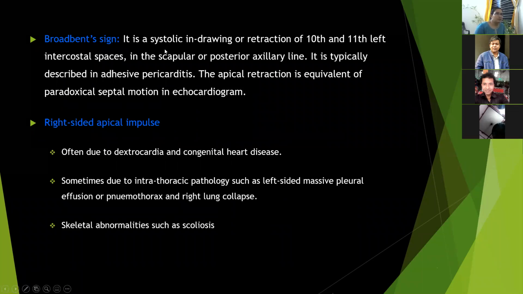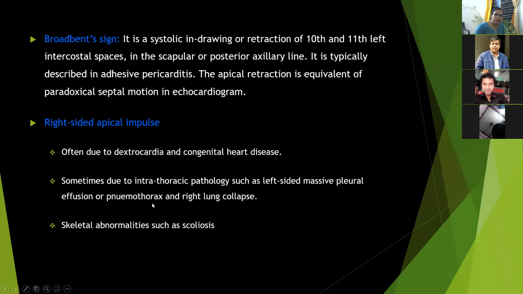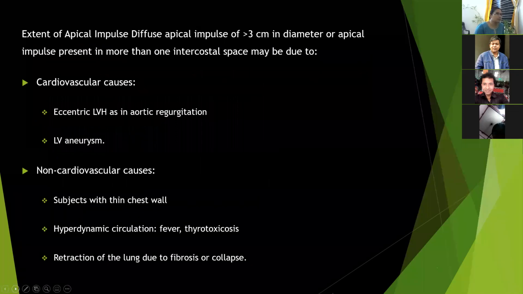Broadbent's sign is systolic indrawing or retraction of the 10th and 11th left intercostal spaces, typically seen in constrictive pericarditis. If you see a right-sided apical impulse, obviously it is dextrocardia or congenital heart disease, but it can be due to left-sided massive pleural effusion or pneumothorax, which will push the heart to the right, or it can be due to right lung collapse, which will pull the heart to the right, or it can be due to skeletal abnormalities like scoliosis.